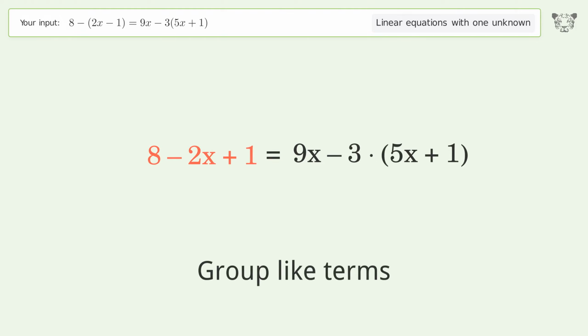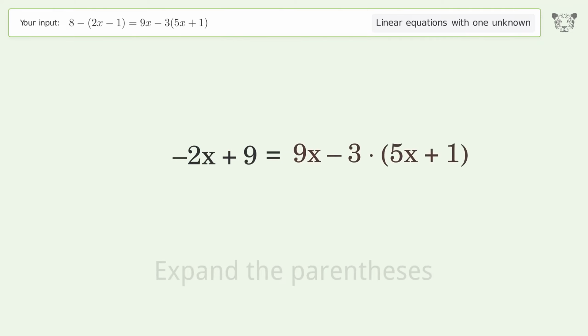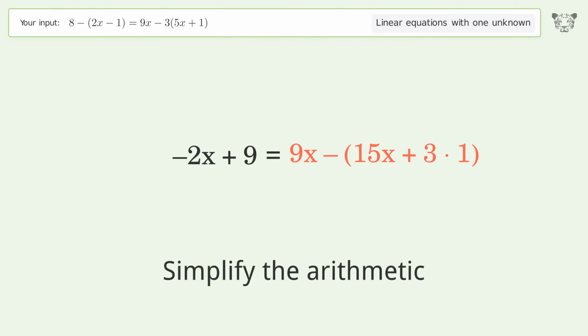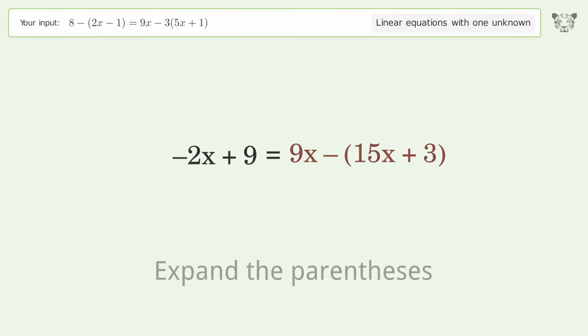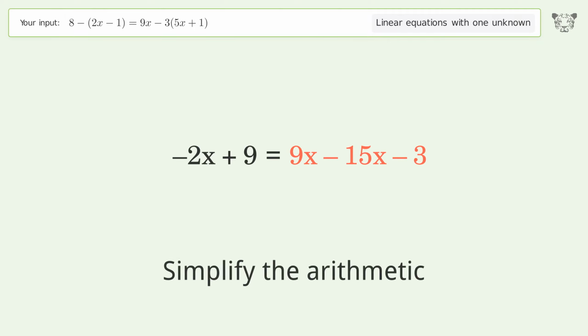Group like terms. Simplify the arithmetic. Expand the parentheses. Multiply the coefficients. Simplify the arithmetic. Expand the parentheses. Simplify the arithmetic.